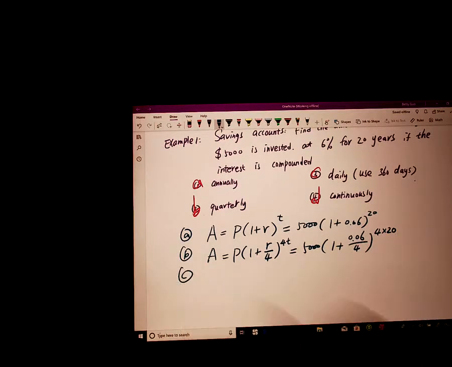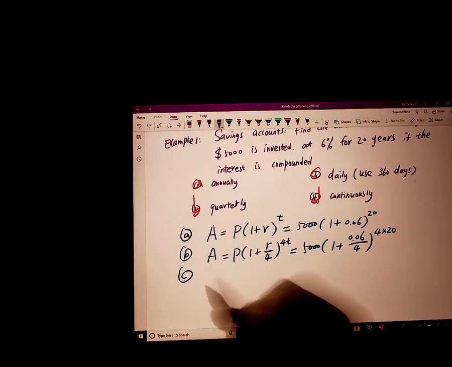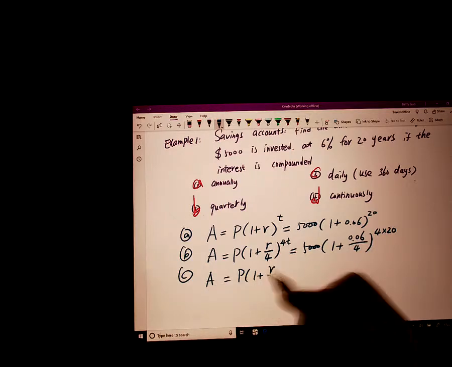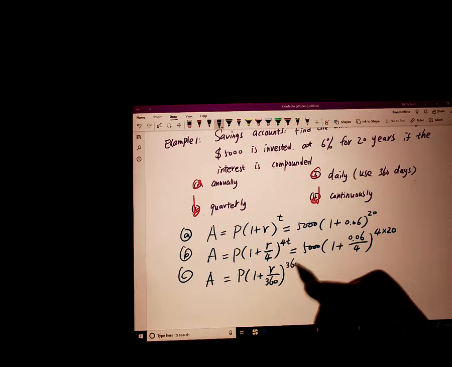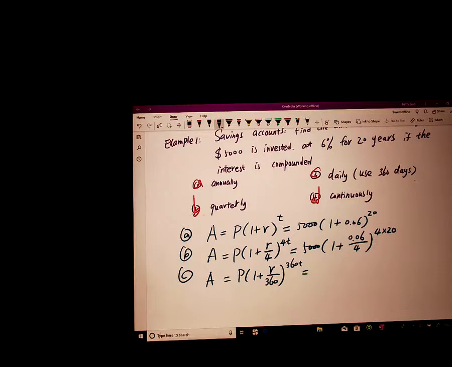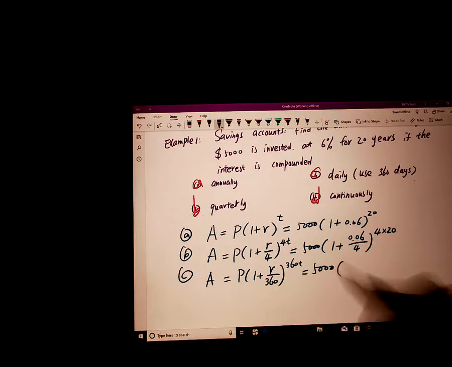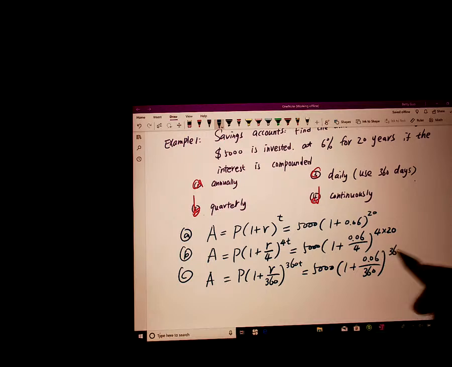Part C, daily: A equals P times 1 plus r over 360, to the power of 360 times t. P is 5,000. The compounding factor is 1 plus the daily interest rate, 0.06 over 360. The exponent is 360 times 20 years.